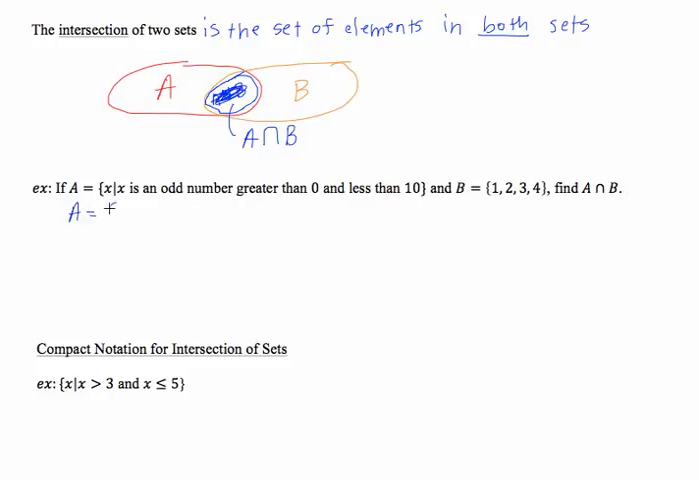First, let's list out the elements in A again. That was 1, 3, 5, 7, and 9. B is the set 1, 2, 3, 4. So the question is, which elements are in both sets?